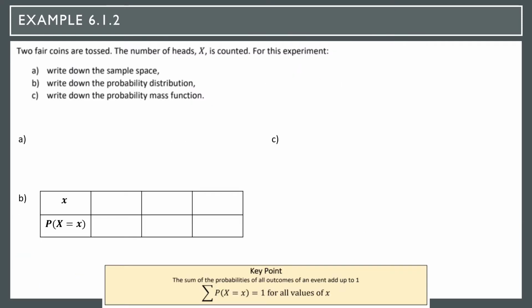Please can everybody pause the video now and attempt example 6.1.2.